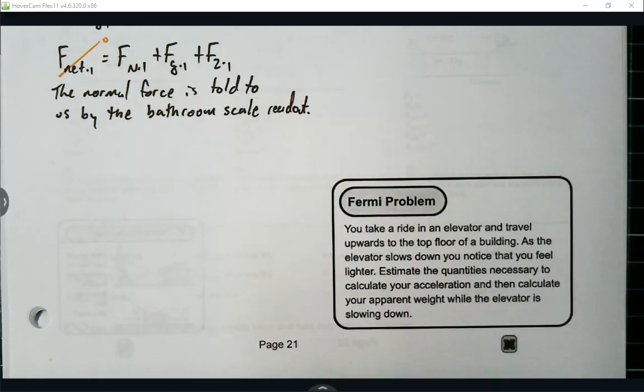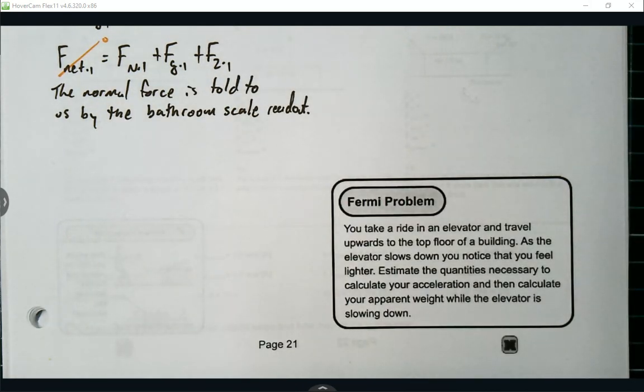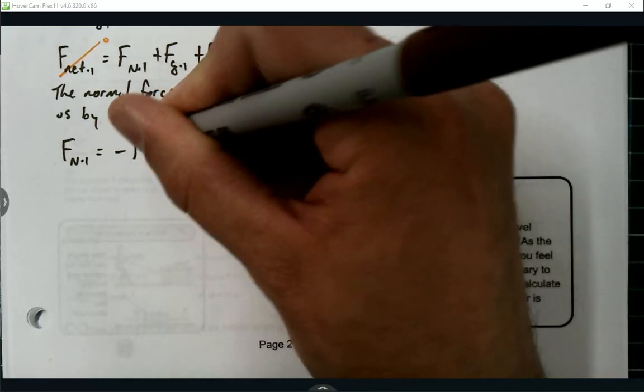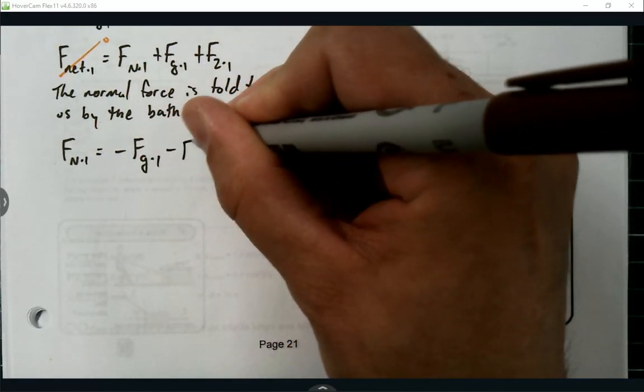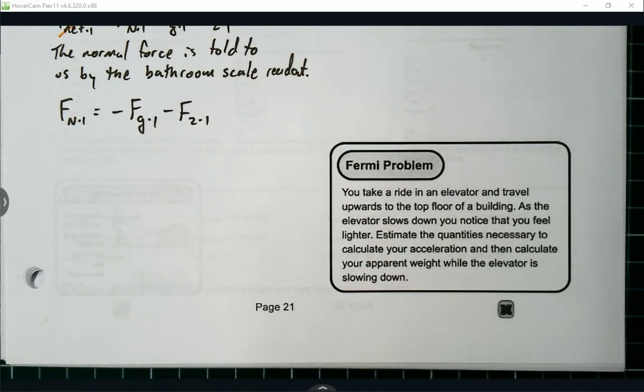And really, in the past, we've been playing around with using negative signs at the equation building stage of things. If I wanted to go back here and talk about which items are negative and which items are positive, I could talk about FG1 being negative and all the other ones being positive, or I could wait until I sub values in to deal with the positives and negatives. I think this time I'm going to wait till I sub values in. And so I could say F normal 1 is equal to negative Fg1 minus force of 2 acting on 1. And I don't have any values yet to sub in.